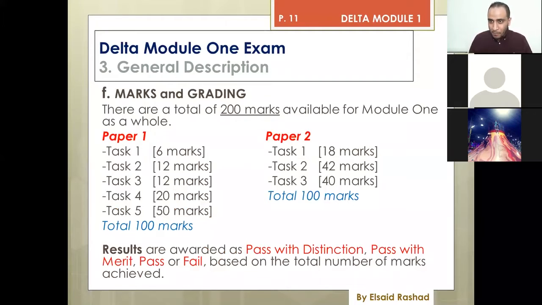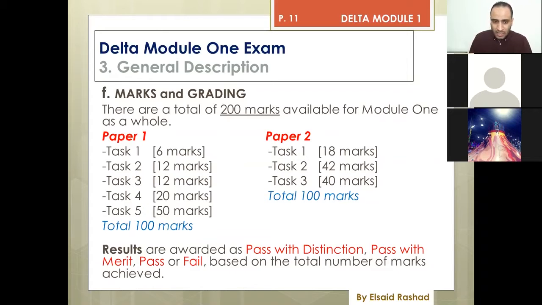For the marking and grading, in paper 1, we have 5 tasks and we have 100 marks. Paper 2, we have 100 marks as well, but we only have 3 tasks. So you can have a look at the marks awarded for each task. Task 1, 6 marks. Task 2, 12. Task 3, 12. Task 4, 20. And task 5, you can imagine, 50 marks. So task 5 in paper 1 is the most important task because it carries half of the marks. When we move to paper 2, we have task 1, 18 marks, task 2, 42 marks, and task 3, 40 marks. 90 minutes and 90 minutes, and you will be given half an hour to recess. Okay, that's about the marking.